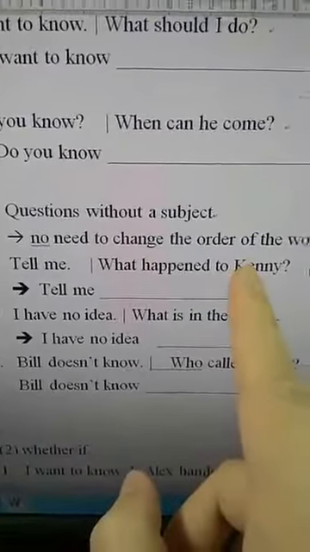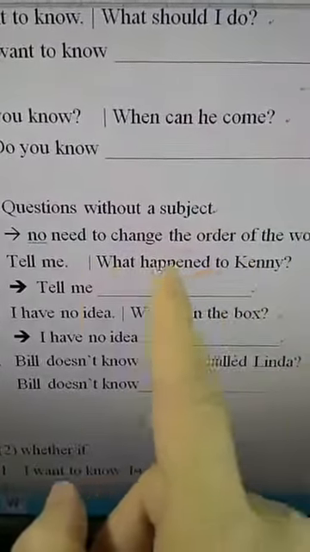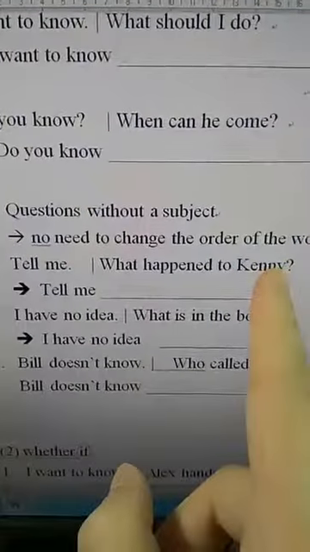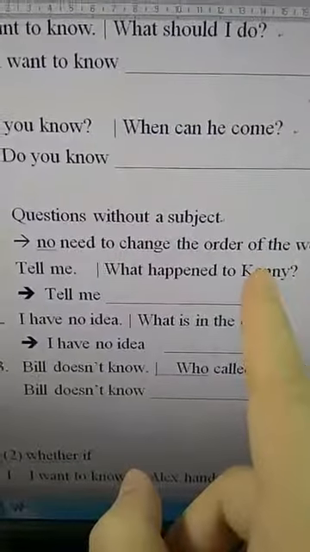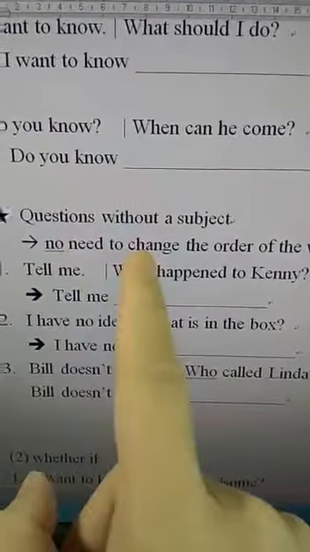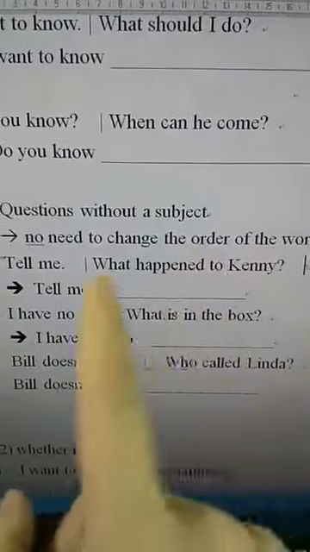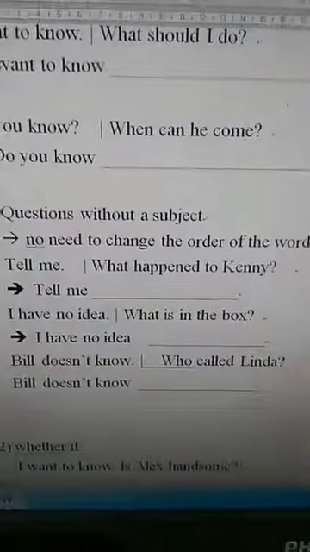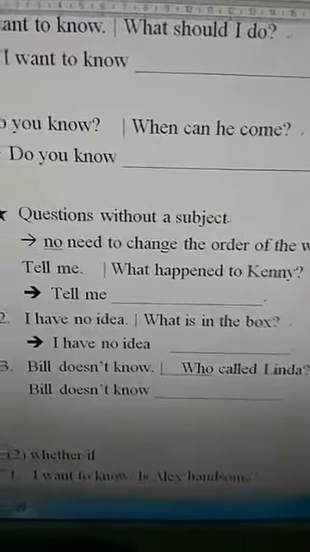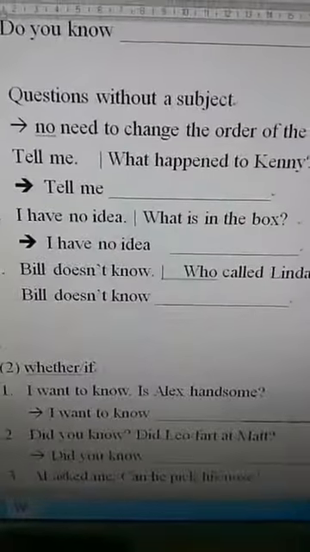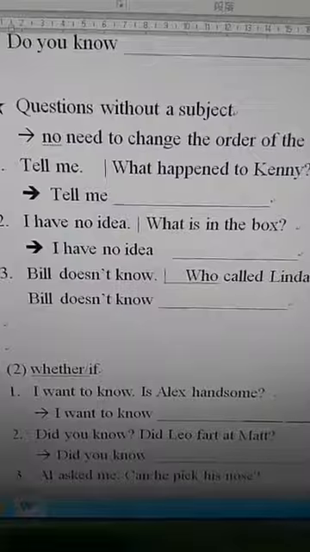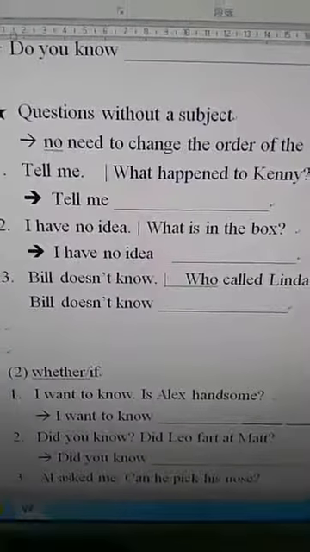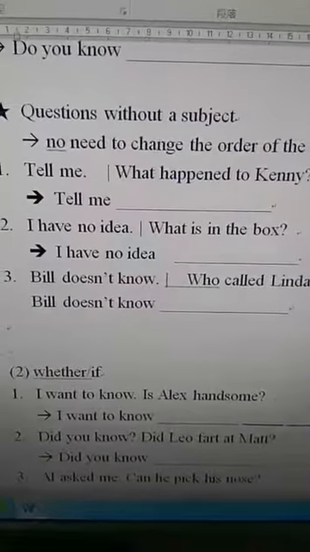That is incorrect. Okay? So if you cannot find any subject in one direct sentence, then please do not change the order of the words. Okay? This is very important. So let's check what other kinds of questions you don't have to change the order. Okay? You don't have to change the order of the words in those questions.